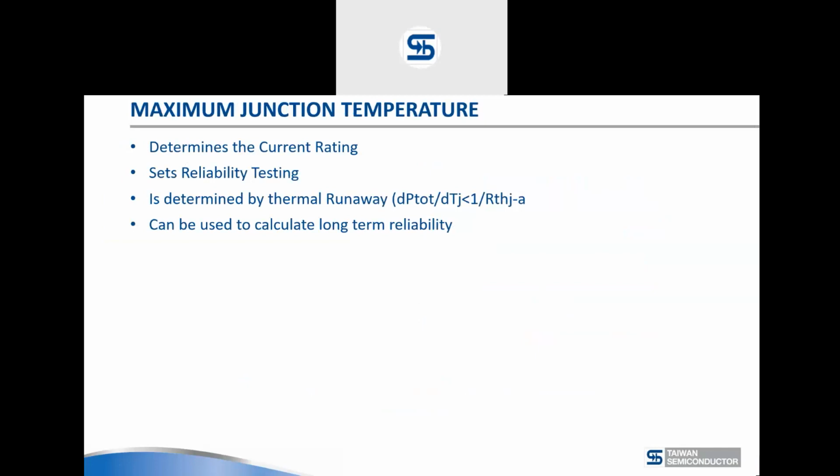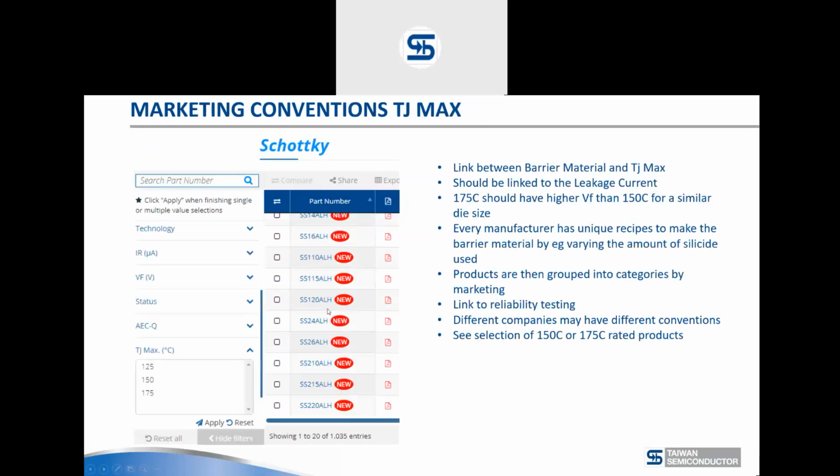Of course, the maximum junction temperature is determined by the thermal runaway point. The formula is written there, and what you do see in this case is that the thermal runaway point, or the maximum junction temperature, is oddly enough dependent on the thermal resistance. And it can be used to calculate long-term reliability via Arrhenius or Coffin-Manson. So those are 4 different uses of the maximum junction temperature in a Schottky, which people may have different interpretations for between different suppliers. So that's something to keep in mind when you look at a Schottky datasheet.